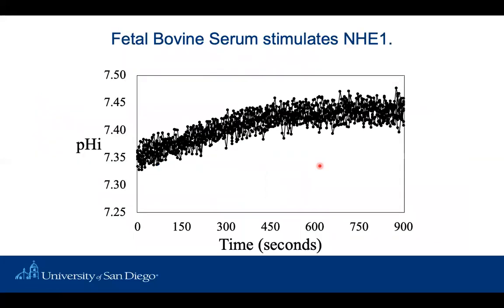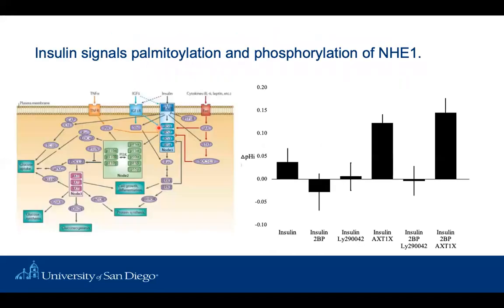This is a graphical representation showing an increase in pHi of CCL39 cells, indicating that NHE1 activity is stimulated with FBS over a period of 900 seconds. As you can see, the pHi increases from 7.35 to 7.45. Insulin, PMA, and LPA also stimulate NHE1 activity.